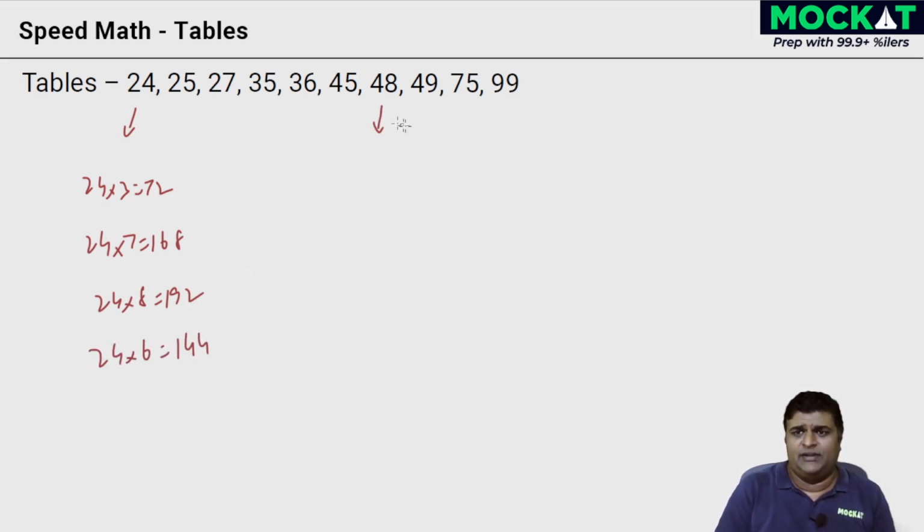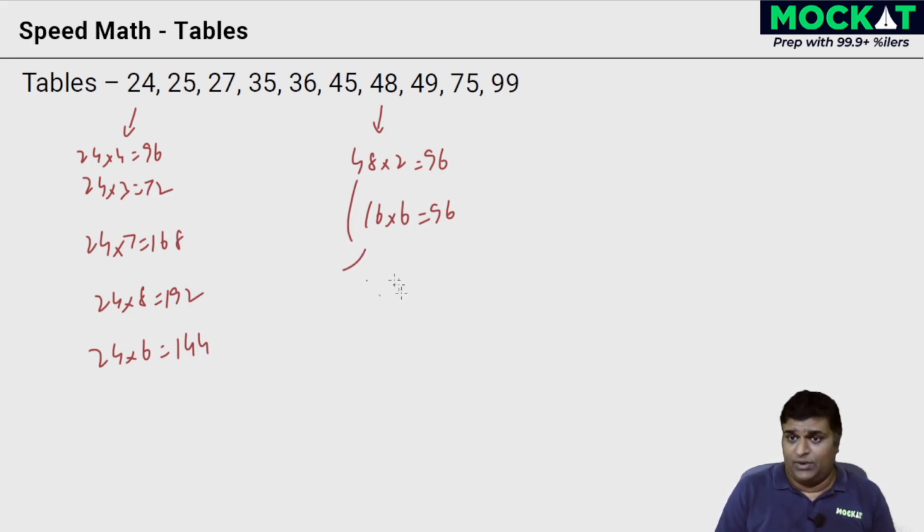Along with that, 48 tables as well. 48 into 2 is going to give us 96. In this case, it would have been 24 into 4. That's 96, also 16 into 6. You should know all of these, that's going to come in handy. Or other 48 tables like 48 threes are 144 and 48 fours are 192 and so on, at least a few of them.